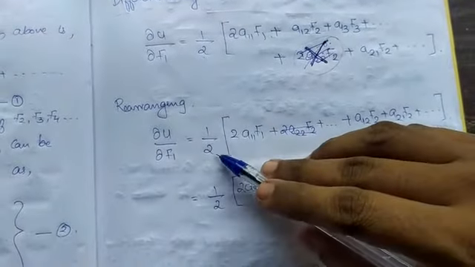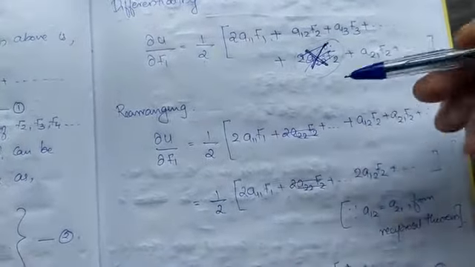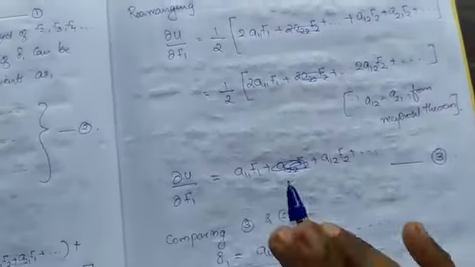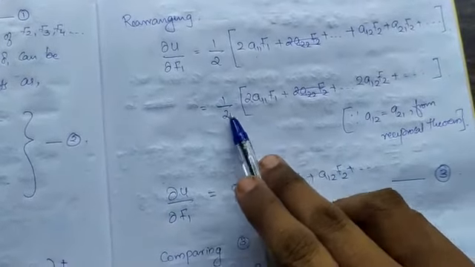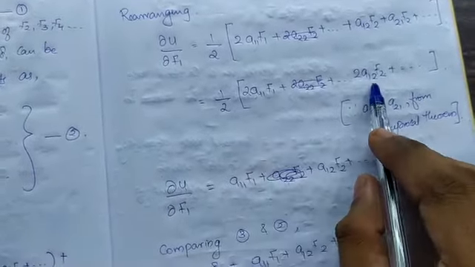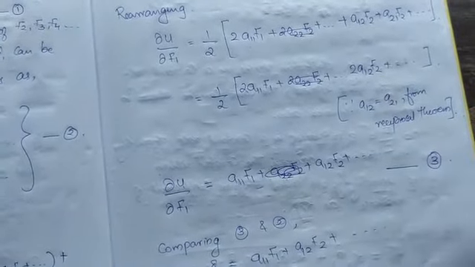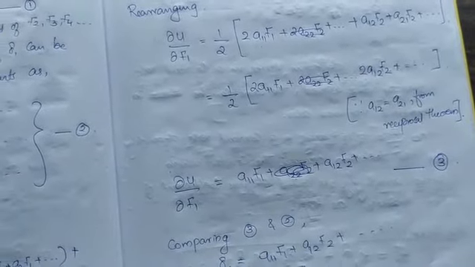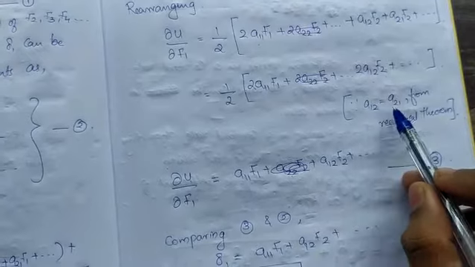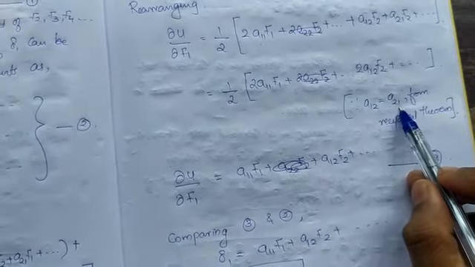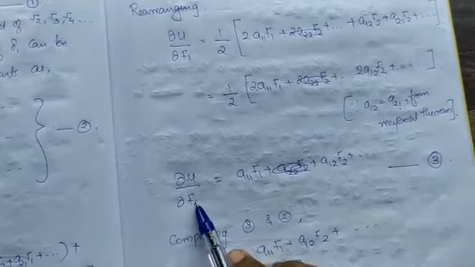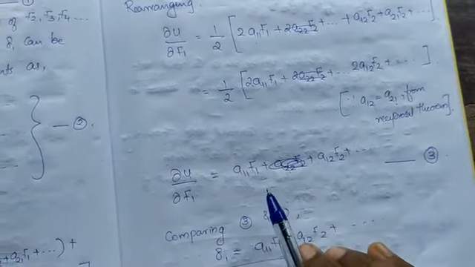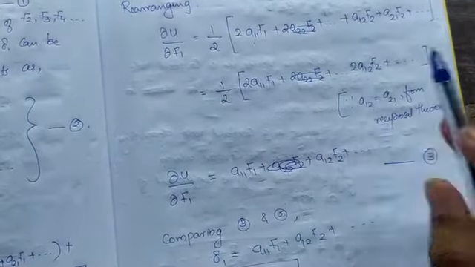So dou U by dou F1 becomes 1 by 2 into 2 A11 F1 plus A12 F2 plus A21 F2 etc. it will go. Okay, so from here you will get 1 by 2 into 2 A11 F1 plus 2 A12 F2 plus 2 A13 F3 plus 2 A14 F4, like that it will go. From reciprocal theorem we know that A12 is equal to A21, right? So similarly dou U by dou F1 will be A11 F1 plus A12 F2, right?